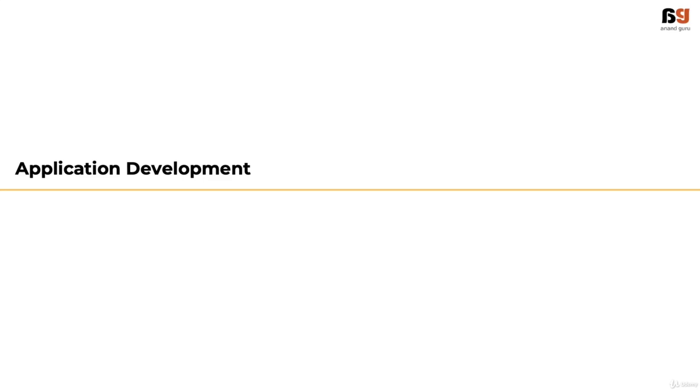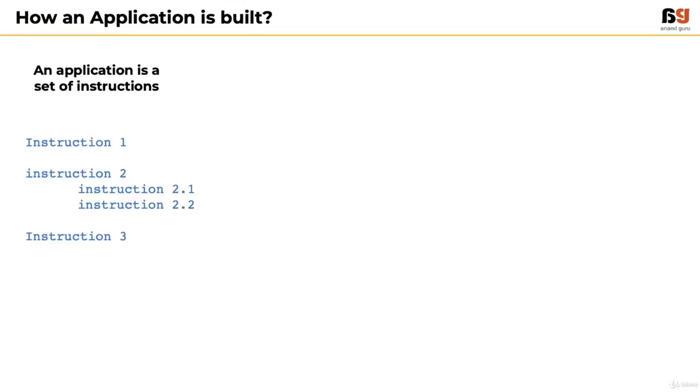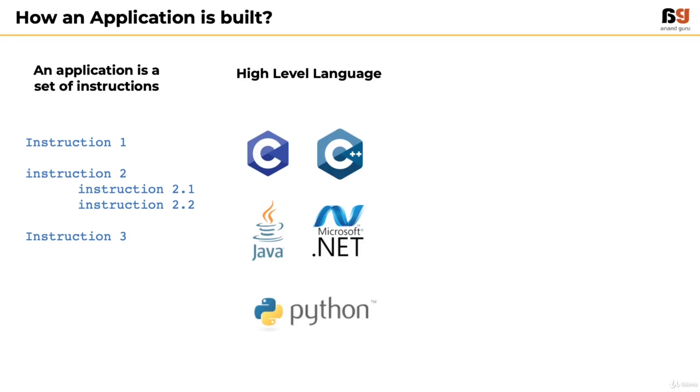Any program, software, or application is built using a set of instructions that computers will understand. Usually, these instructions are written in something called high-level languages. Examples are C, Java, .NET, Python, etc.